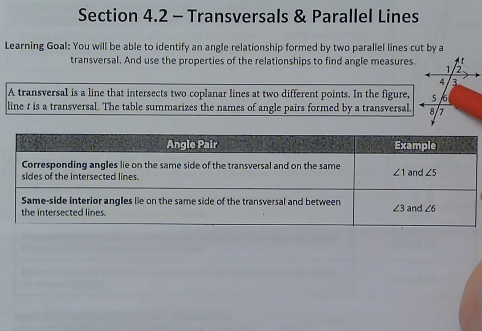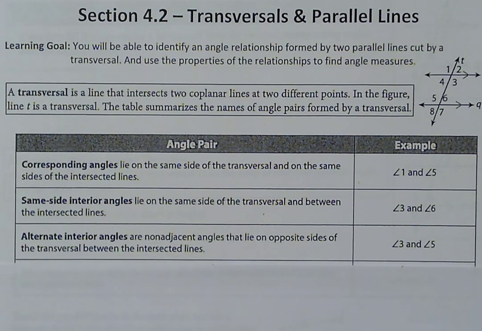Angles 3 and 6 are on the same side of the transversal, so they're on the right side of the transversal, and they're in between or interior of the parallel lines. So they're in between the parallel lines, and they're on the same side. So angles 3 and 6 are same side interior.